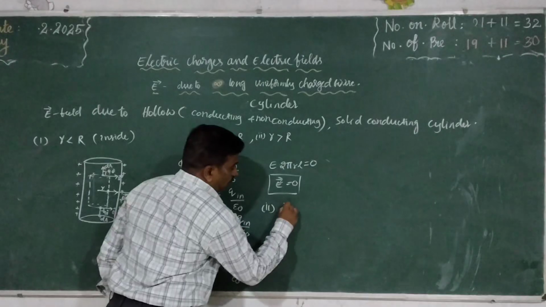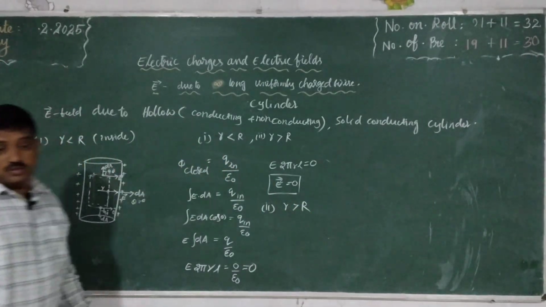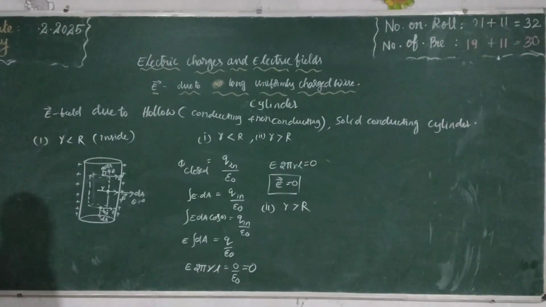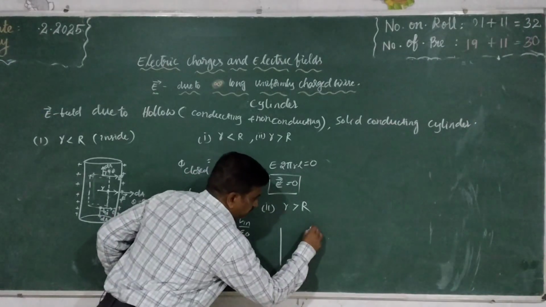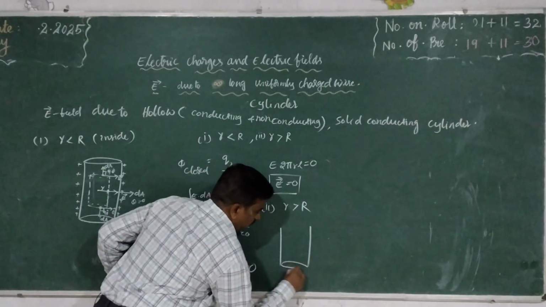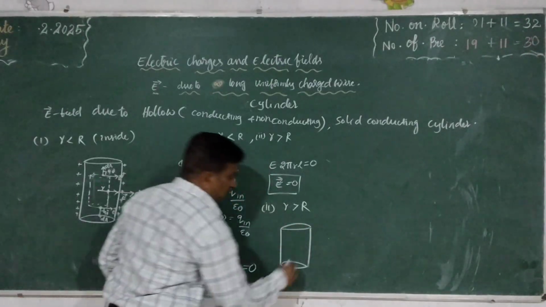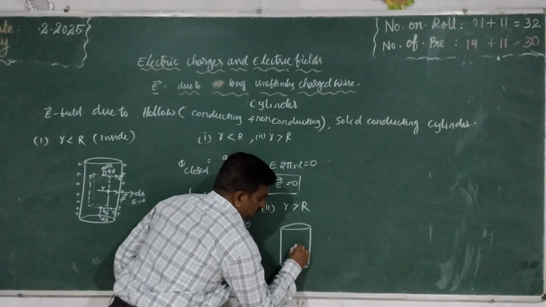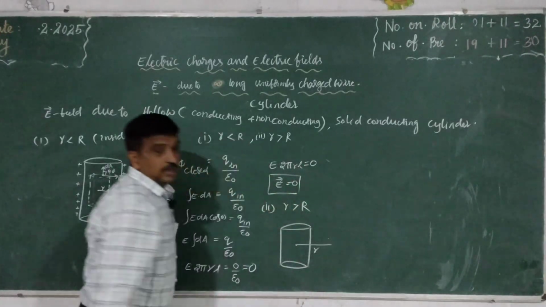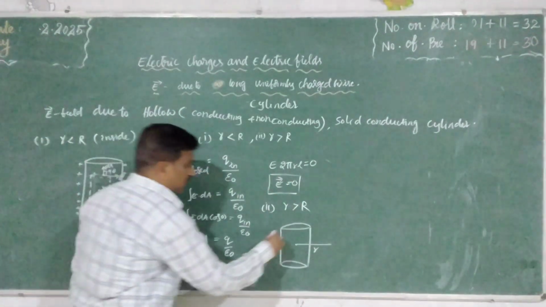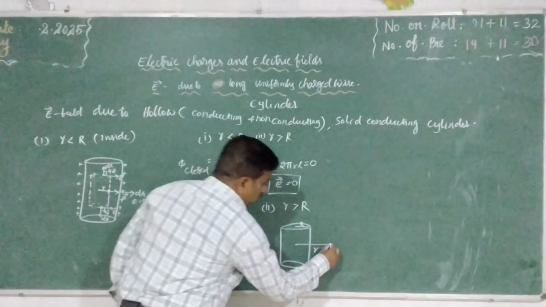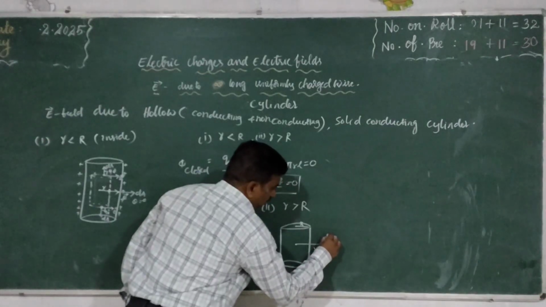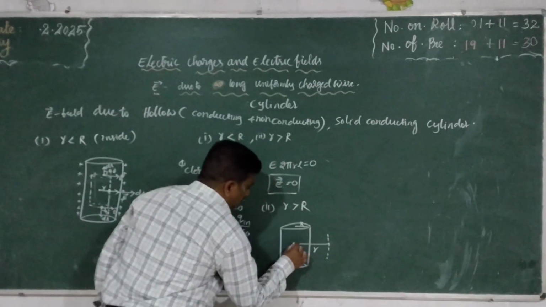We find out for r greater than capital R, where r is the distance from the center and that distance is greater than capital R. For example, this is the cylinder. From the center to here is capital R. At a point farther than this from the center, we can draw the Gaussian surface. The cylinder is the Gaussian surface.